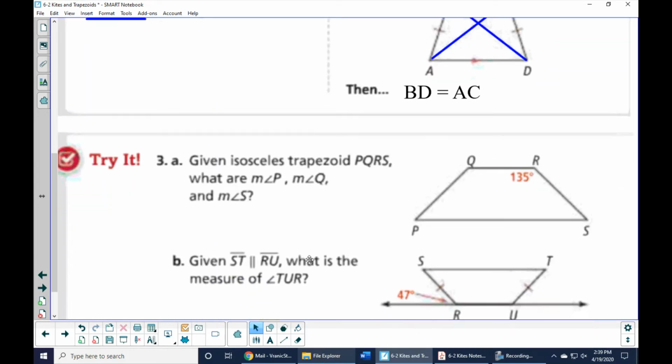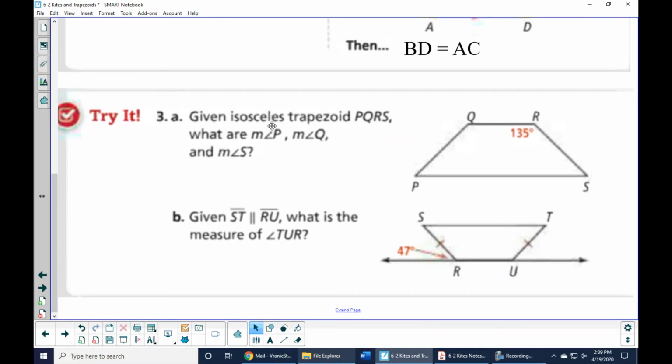So an example here. It says, given that we have an isosceles trapezoid, PQRS, what is the measure of all of these angles? Let's see how good my mouse writing is here. So the first one, if we know that's 135, then this one's got to be the same. That's going to be 135. Hopefully you can see that.